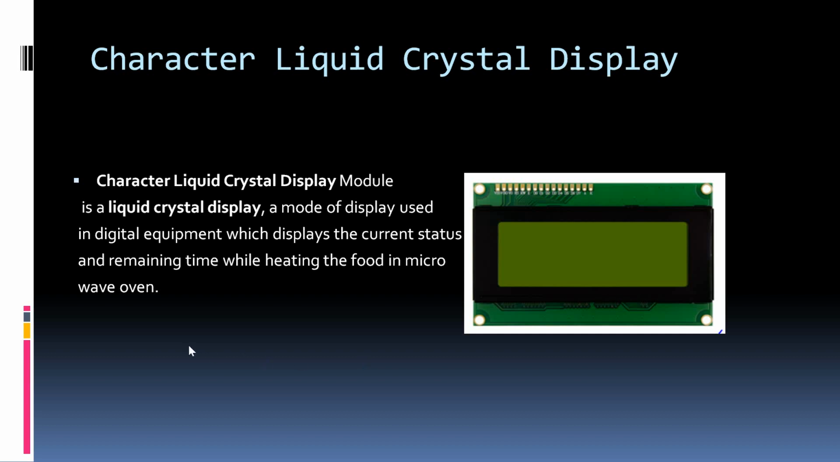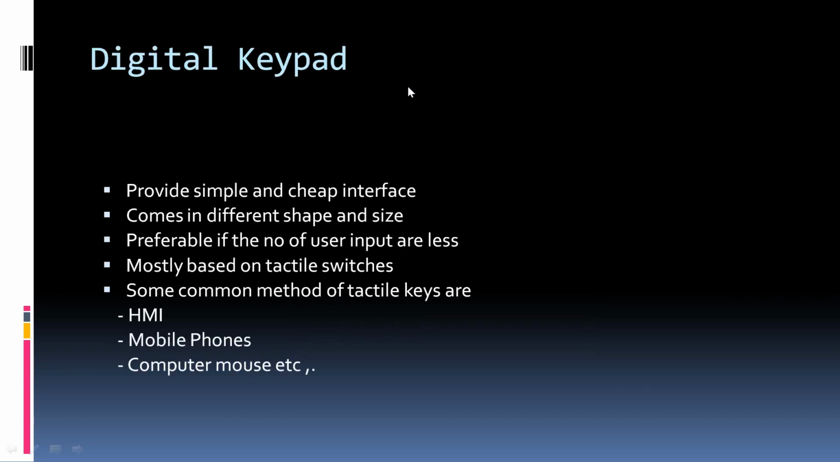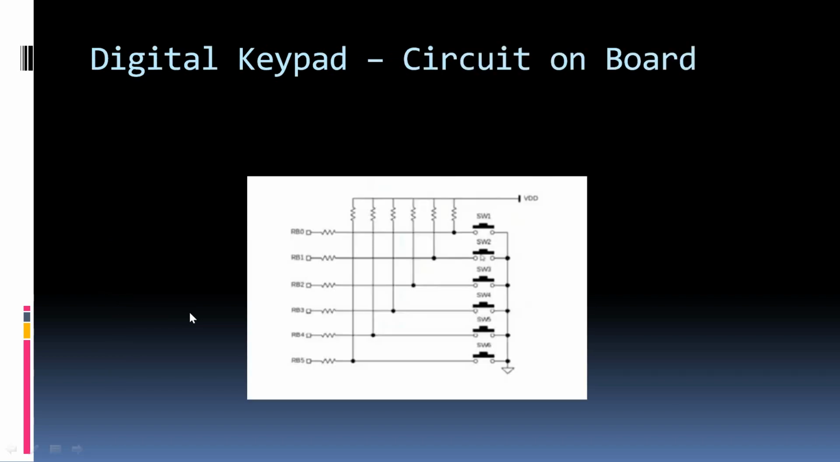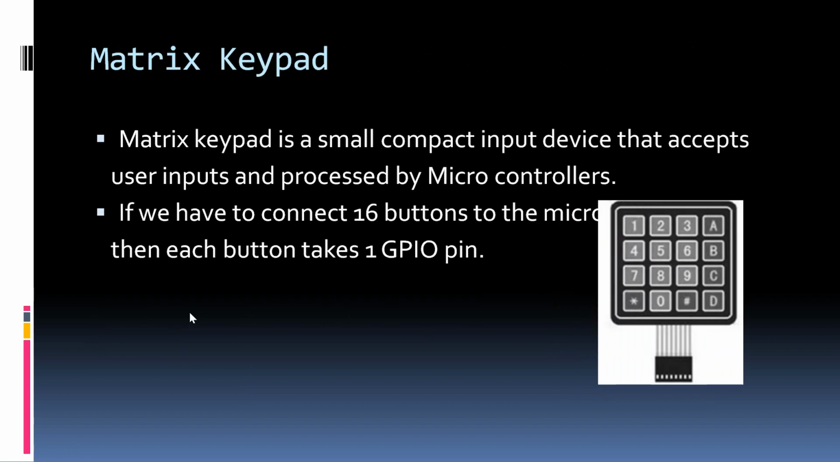This is LCD. LCD is used to display the output. This is how an LCD circuit looks on a board. A digital keypad provides a simple and cheap interface and comes in different shapes and sizes. This is how it looks on a circuit board. This is a tactile switch. Matrix keypad.